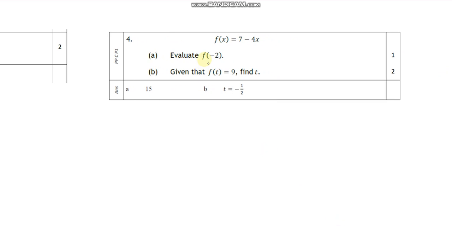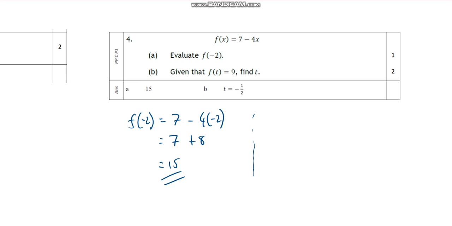So evaluate, that's fine, I can evaluate. So 7 take away 4. And here we go, they're trying to give us some double negatives, aren't they? So it's going to be 7 plus 8. That's going to be 15 for the first one. And the second one saying, given that f of t is 9, find t.